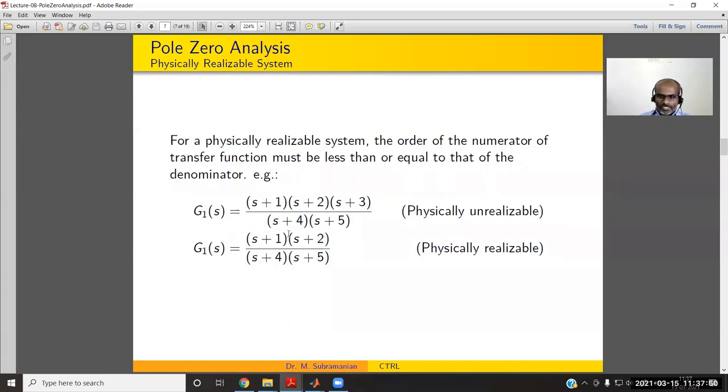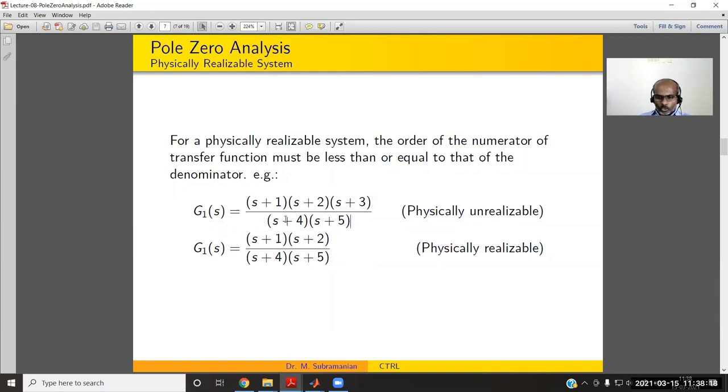So any physically realizable system, the denominator should always be of higher order, or at the most it can be of equal order to that of the numerator, whereas this one is an unrealizable system.